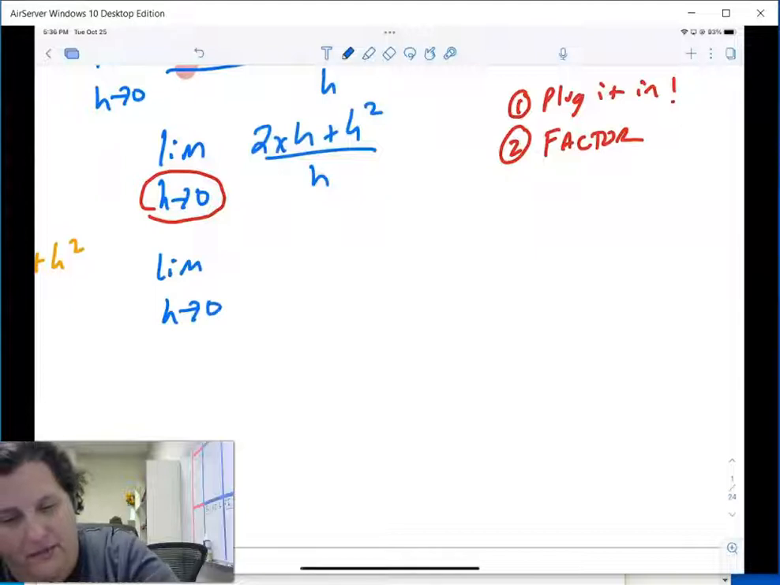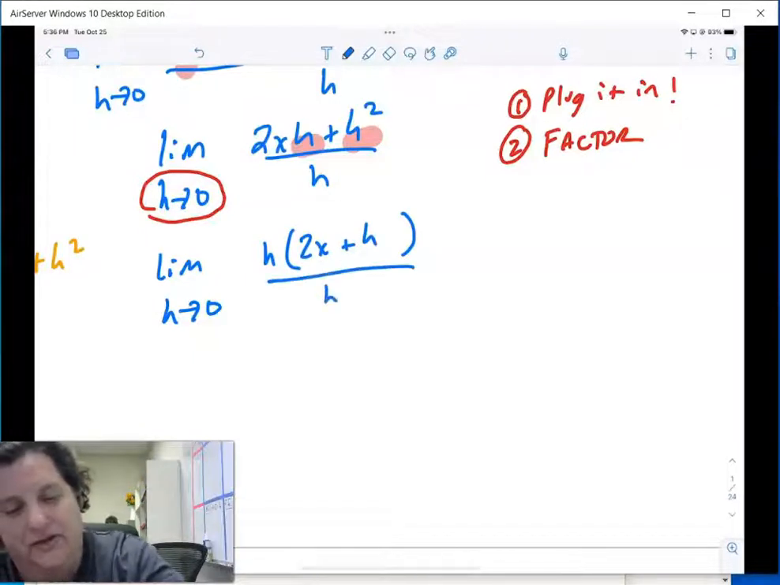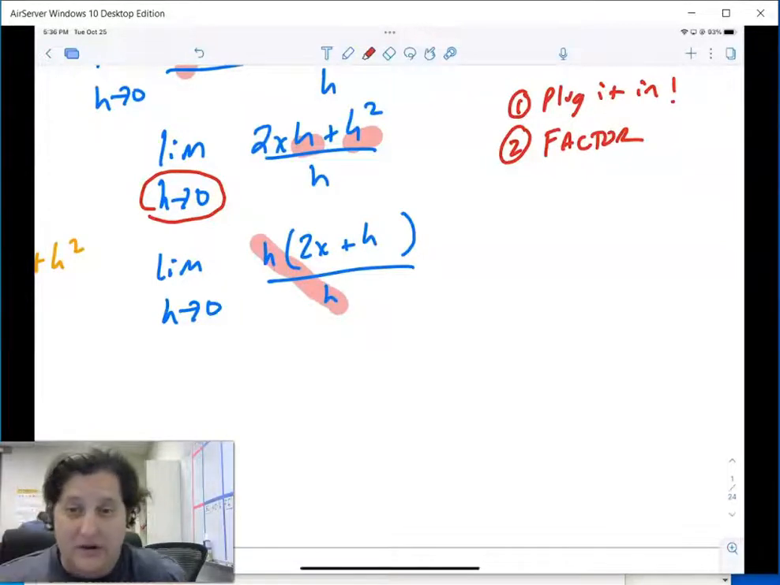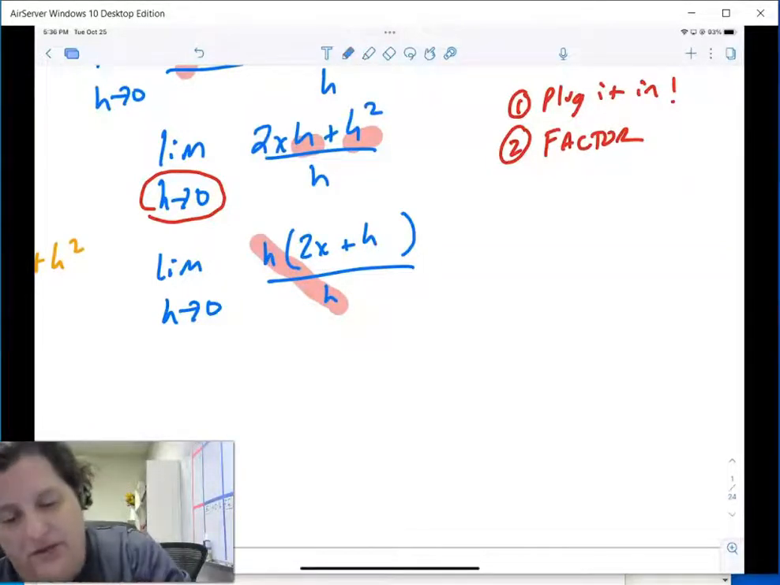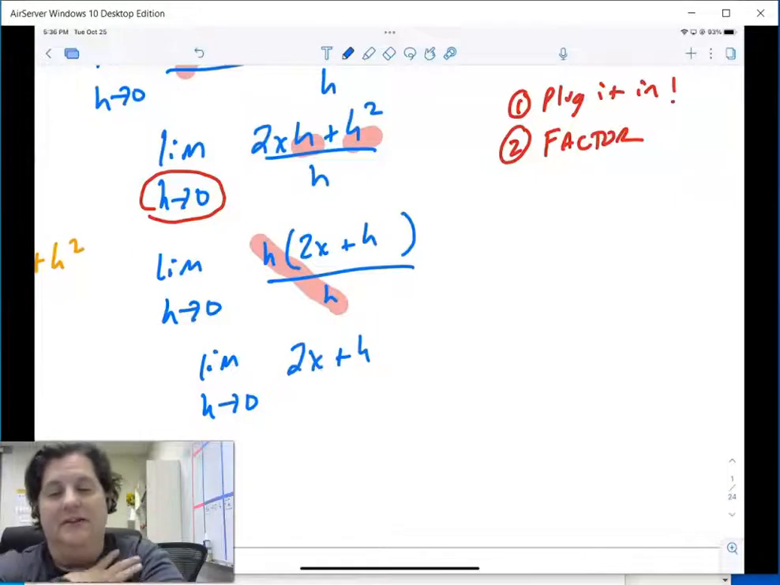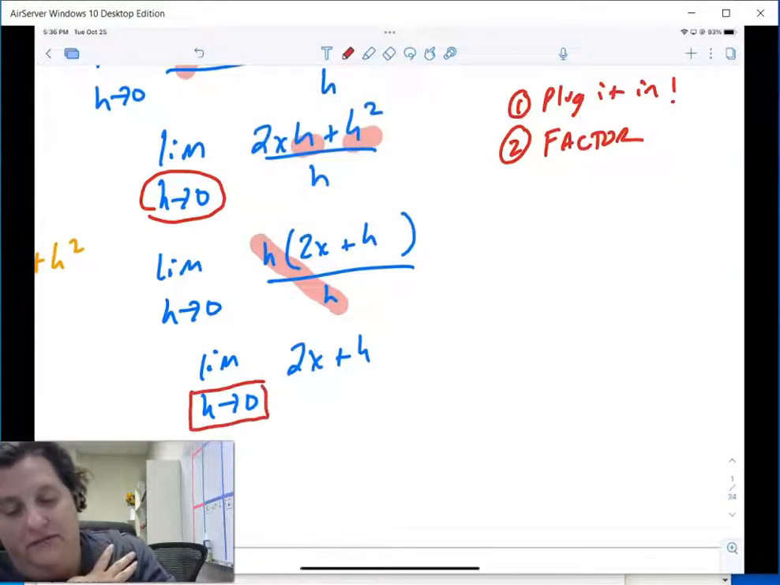All right, right here, I could do a GCF, right? I could take an h out, and I'm left with 2x plus h, over h, and then look, guys, that crosses out. And the thing I just crossed out was the 0 over 0. We've been doing this. So now I have 2x plus h. And then last but not least, the limit as h approaches 0 of this.